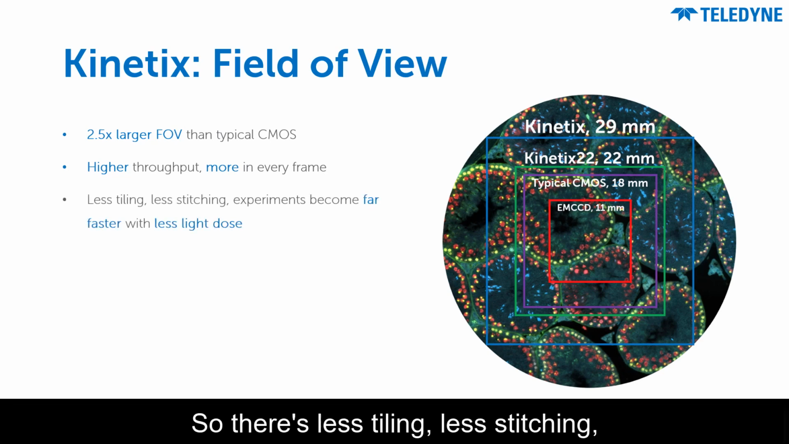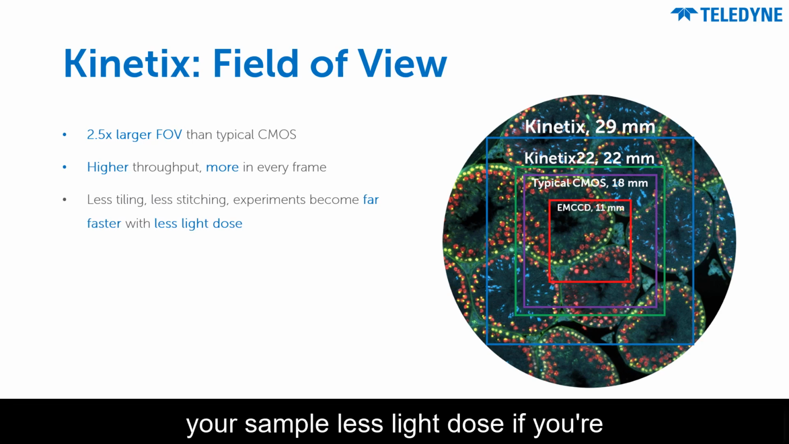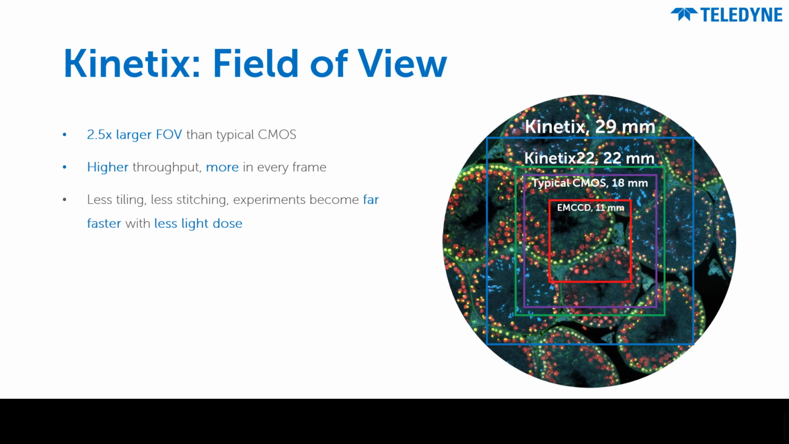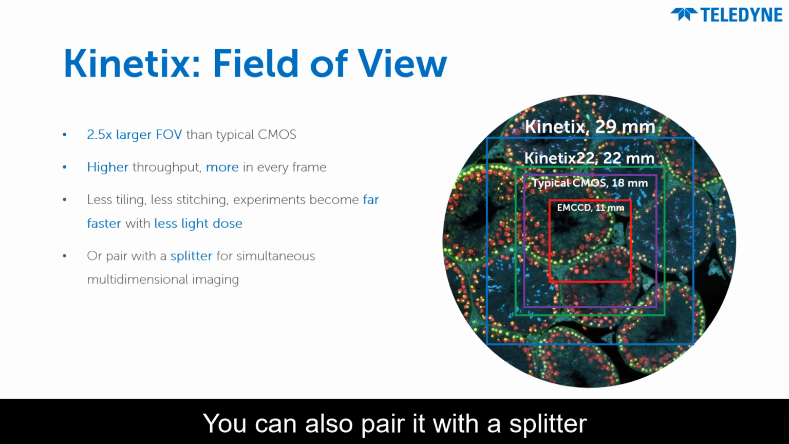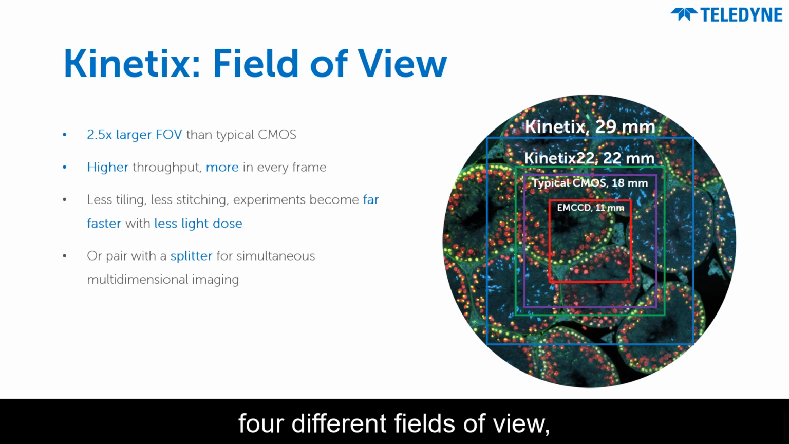So there's less tiling, less stitching, experiments are much faster, and you give your sample less light dose if you're working with photosensitive samples. You can also pair it with a splitter and split this massive field of view up to 4 times and image 4 quadrants simultaneously. We have people who image 4 different wavelengths simultaneously, 4 different fields of view, 4 different focal planes, even different polarizations.